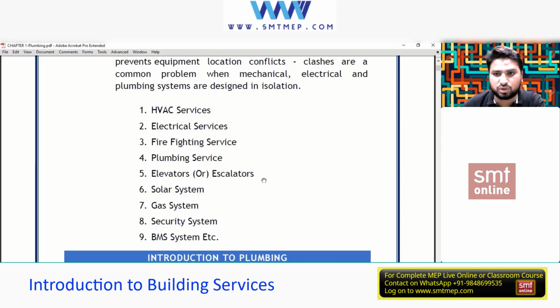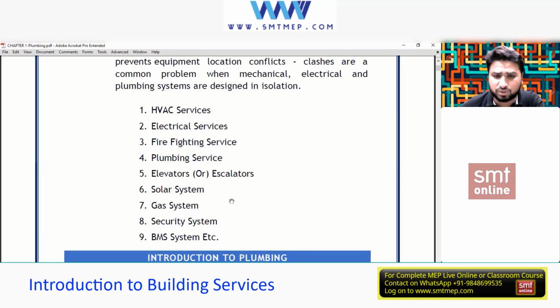Why the biggest service? Because you know this is complete HVAC. Among MEP, HVAC is the vast service. So the biggest service also means it will have a good amount of money too, that means for the installation. So that's why it is given a huge priority. So these are the services which make a complete building.